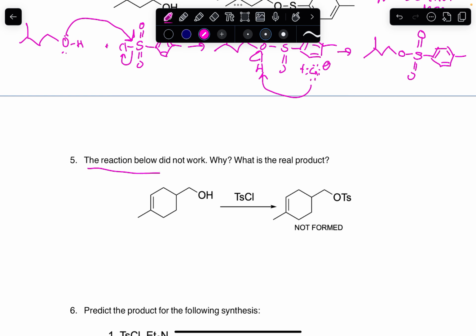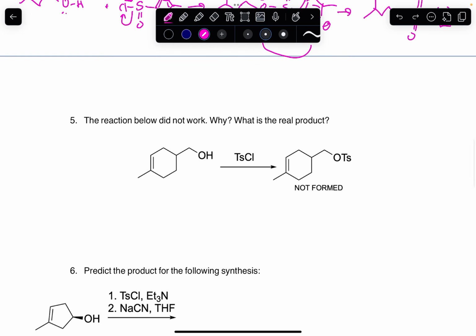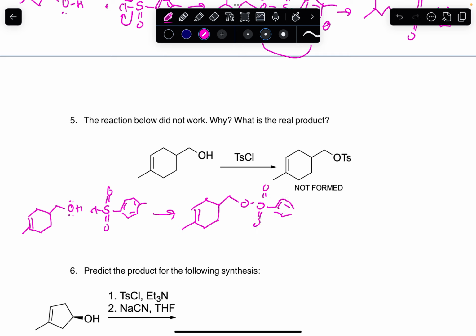So the following reaction below did not work. What is the real product? So why might this not work? Let's draw a mechanism to figure out why. So we have our little alcohol here. Through the same mechanism, it can add to the tosylate. We literally just went over this, so I'm just going to shorthand it and say it's going to form the tosylate. I'll draw out the full thing, in fact. This would happen right here.